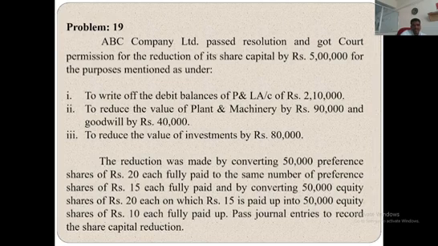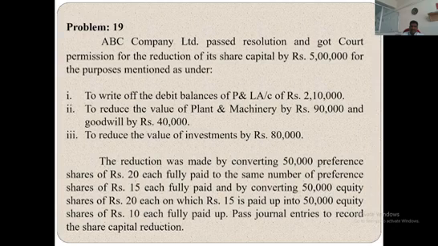ABC Company Limited passed a resolution and got court permission for the reduction of its share capital by 5 lakh for the purpose mentioned as under. Already they got the capital reduction value 5 lakh. So the procedure to make the reduction of capital: to write off the debit balance of profit and loss account 2 lakh 10,000, to reduce the value of plant and machinery by rupees 90,000 and goodwill rupees 40,000.